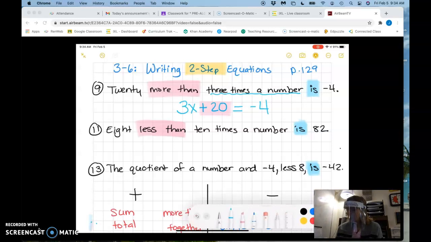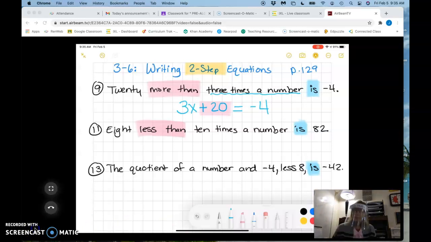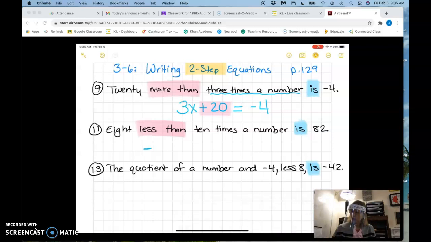Let's look at number 11. So for number 11, it says 8 less than 10 times a number is 82. So again, I see less than, so I need to write that part second. What does less than mean? Minus. Yes, minus how much? 8. And then 10 times a number would be 10x, and then it equals 82. So we added that to number 11.